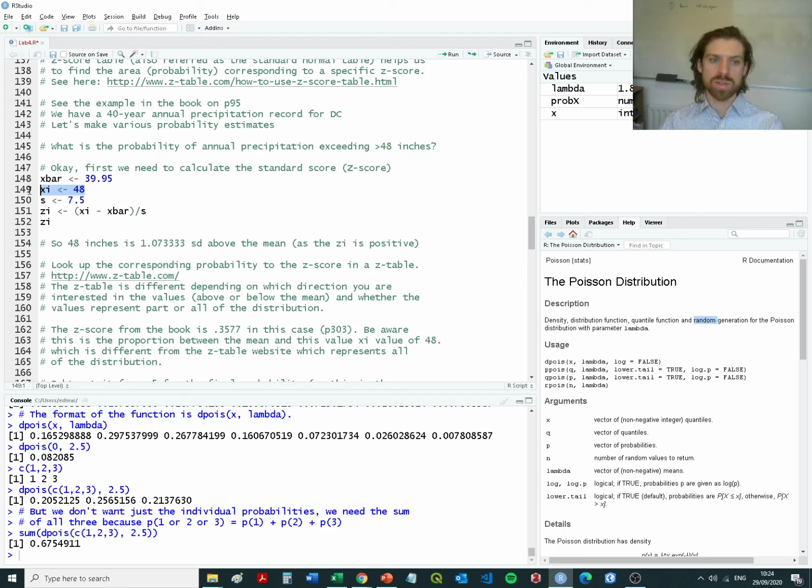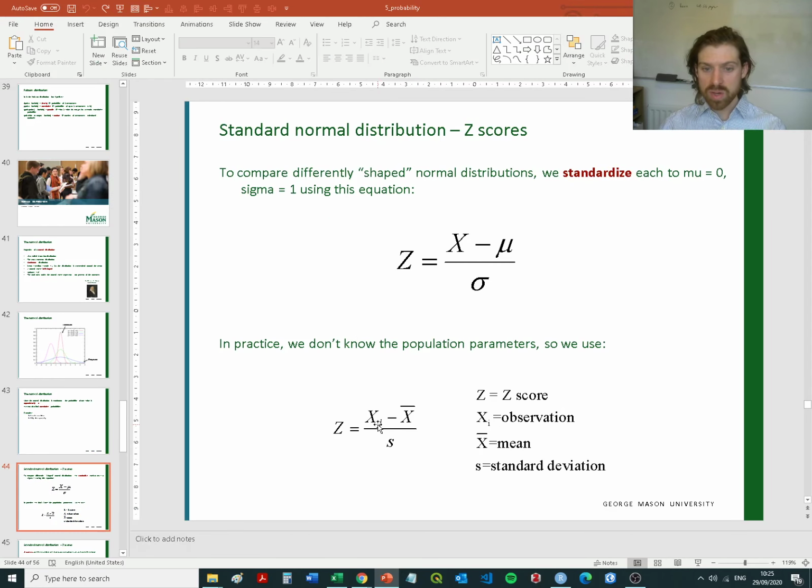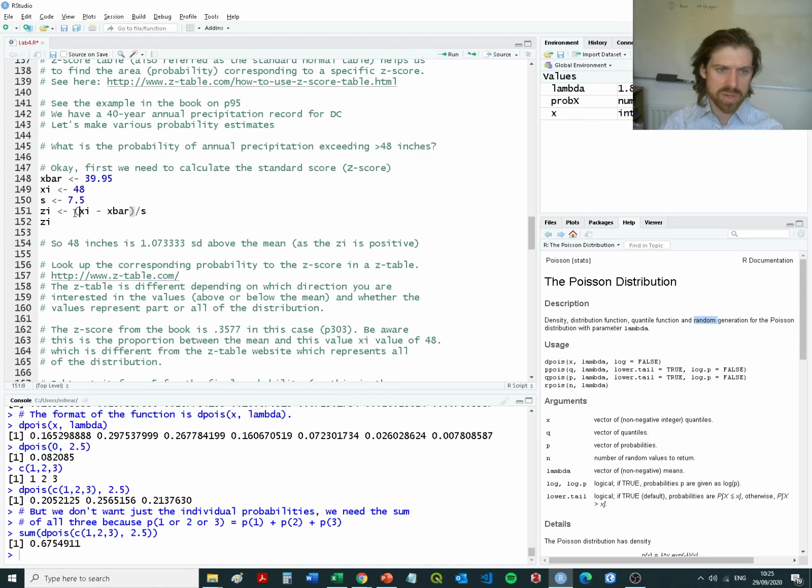So we're talking about 48 inches of potential rain. And the standard deviation based on the data that we have is about 7.5 inches. So that's the mean deviation, the average deviation around the mean value. So that tells us something about the shape of the distribution. And then we're able to calculate the z-score using this very simple calculation. So we're going to subtract the mean from the xi value, which we have here, and divide it by the standard deviation to get the z-score. So that's what we do here.